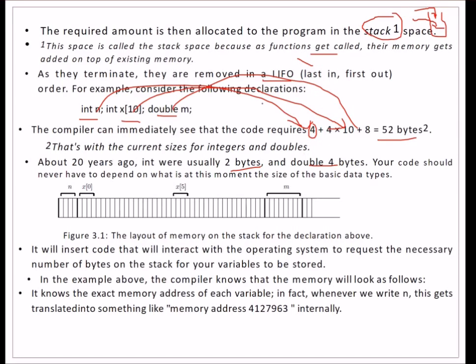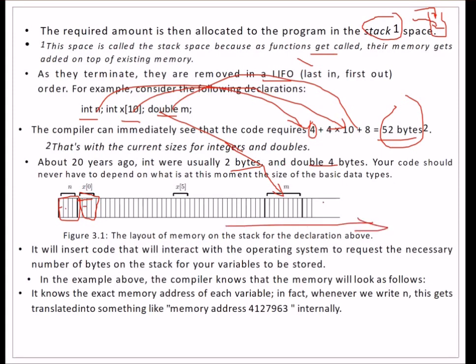So now this has already been computed. For each integer there will be 4 spaces: 1, 2, 3, 4. For x, it will be from x0 up to certain space, and likewise up till x10. And then here comes the double. It will be taking 8 bytes. This is the layout of memory on the stack that we just discussed, and the stack grows like this.